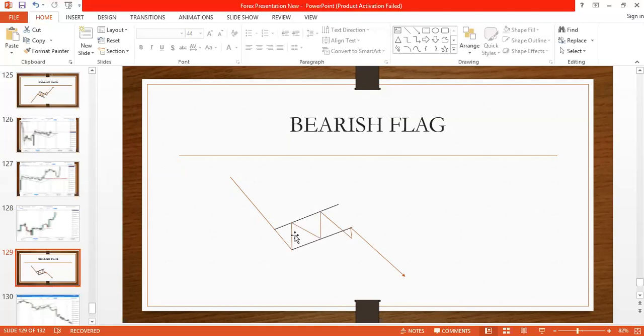And remember, you mustn't have just four. You can have more than four touches inside the flag, but the minimum you need is four. So four touches, and then you get the breakout.